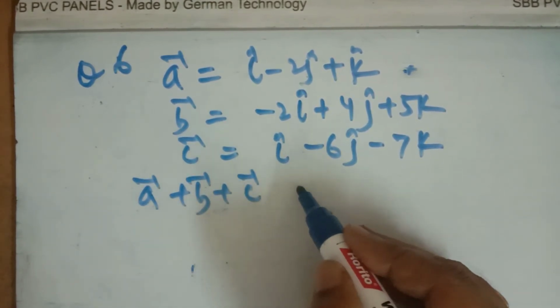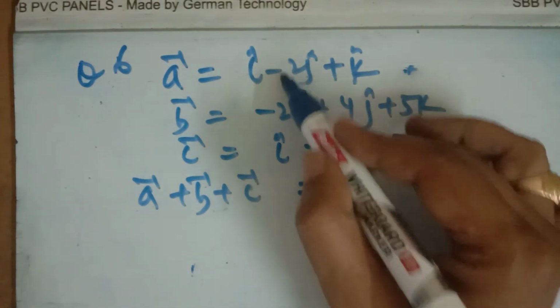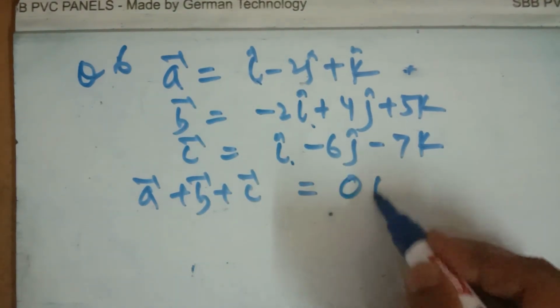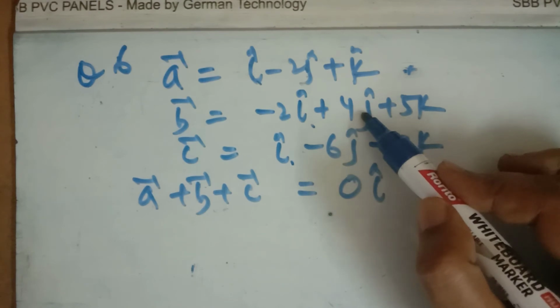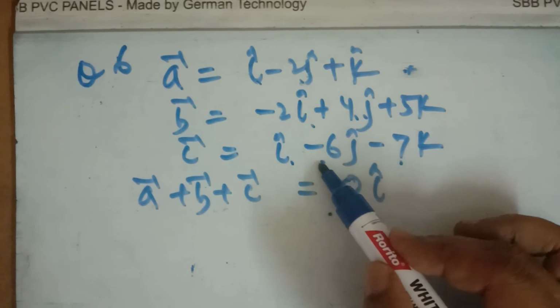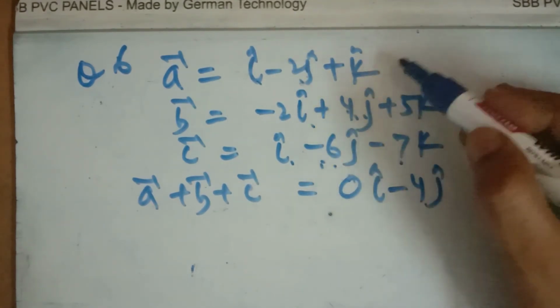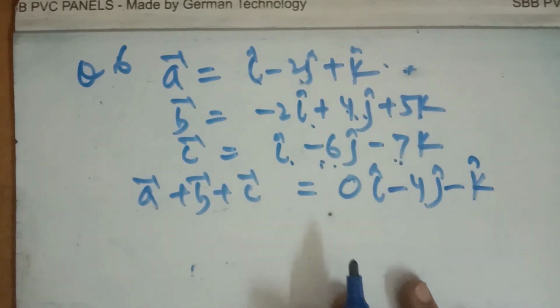To find the sum of these three vectors, you have to add them. Adding: i minus 2i plus i will be 0i. Then for j, -2 plus 4 minus 6, that is -8 plus 4, so minus 4j. For the k component, 6k minus 7k, so minus 1k. So this is the sum of these three vectors.